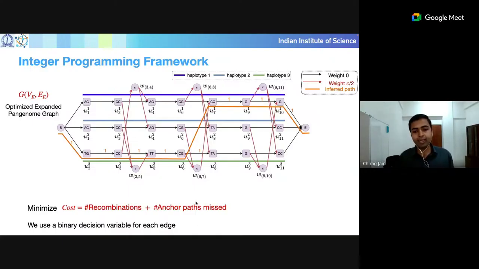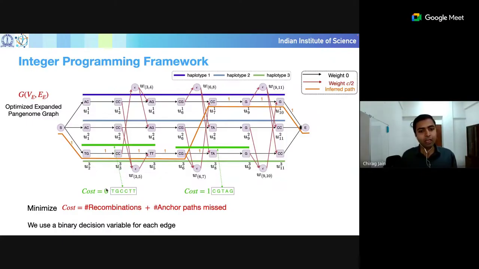As well as there is a second constraint, that is we have to also account for these anchor paths missed from the short reads. And we do this by checking, for each k-mer match, whether all the edges in that subpath have a flow of 1. We do not penalize a k-mer match in that case, because that means the inferred path is including that k-mer inside it. However, if we have any edge variable which has value 0, then this will be penalized because we are missing this k-mer from the inferred path. So this is the intuition of how this integer programming framework is working.